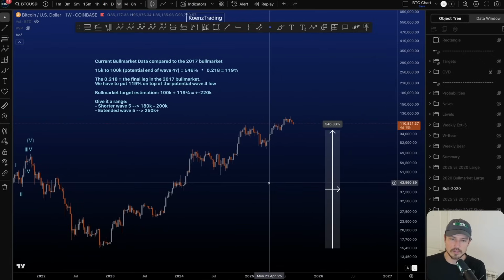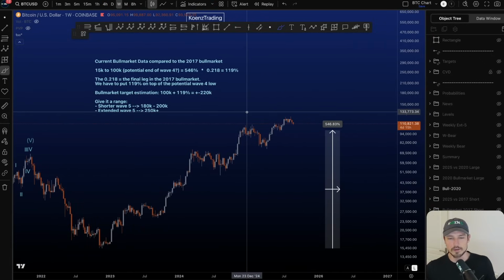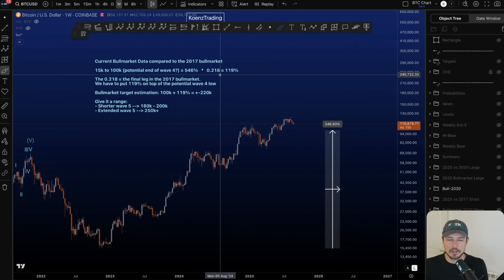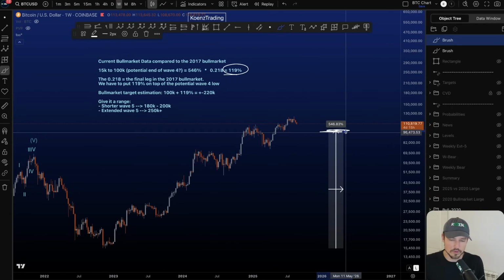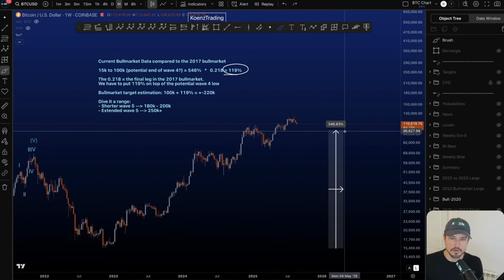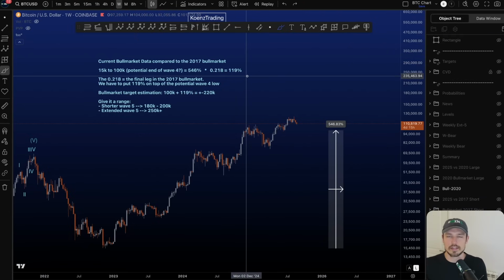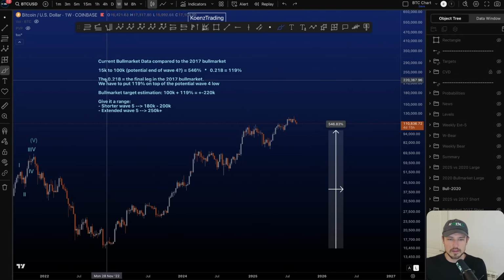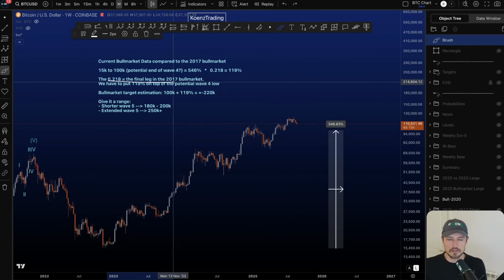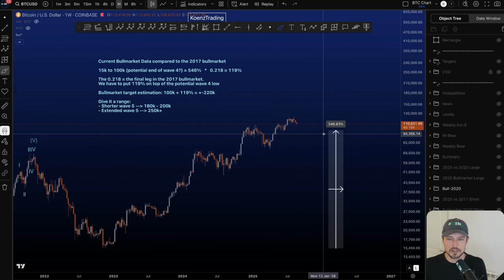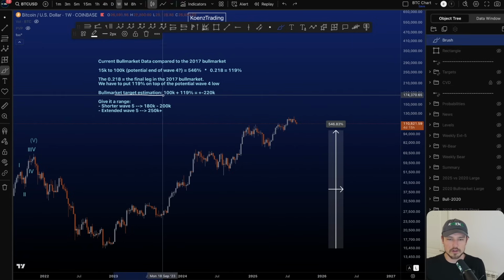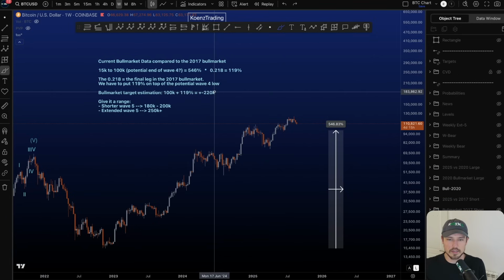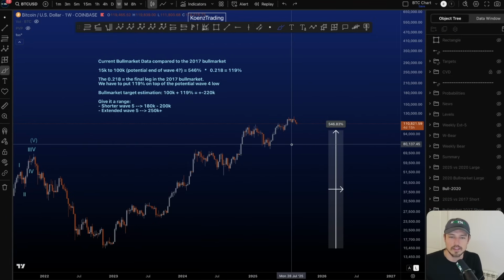Of course, by the way, this is also with the help of ChatGPT, but double checked by myself. We basically need to add on the current 100K potential low for wave 4, which is just a round number, about 119%. Now, here I say the 22% was the final leg of 2017. We have to put 119% on top of the potential wave 4 low, which I put at 100K for the round number's sake. Bull market target estimation: 100K plus 119% is about 220K.